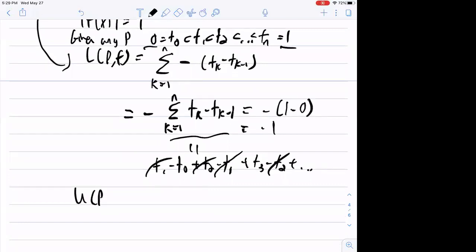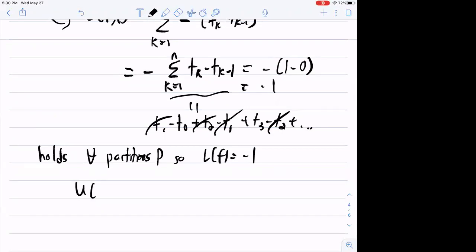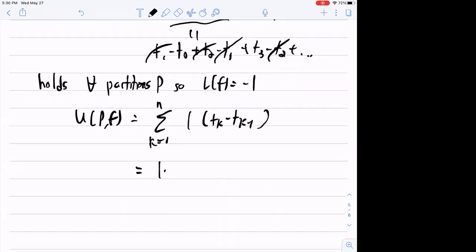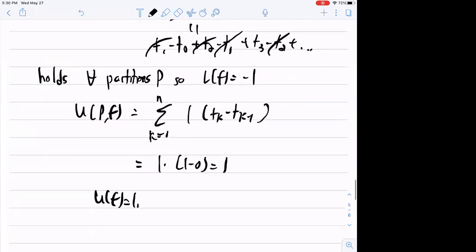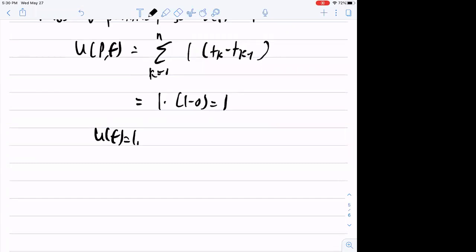And then similarly, my upper sum. So this holds for all partitions P, right? So L of f is just -1. But U of f is the same thing, right? Given any partition, the sup is just 1. So similarly, you're going to get 1 times 1 minus 0, which is 1. So you get U of f is 1. So they're not equal, so it's not integrable. Okay, any questions so far?